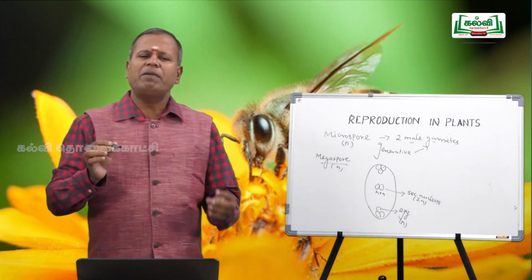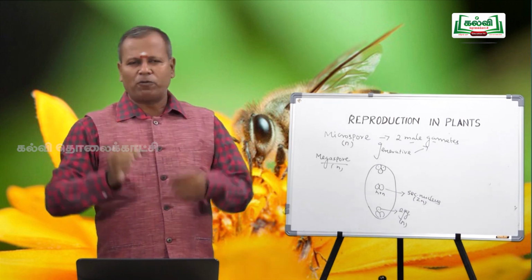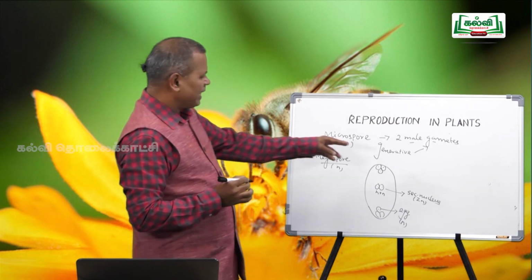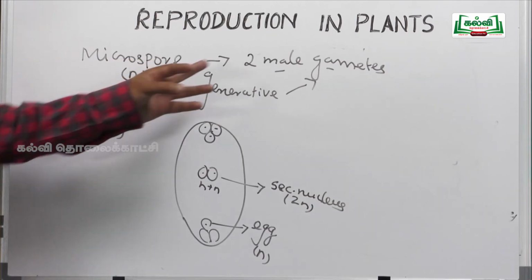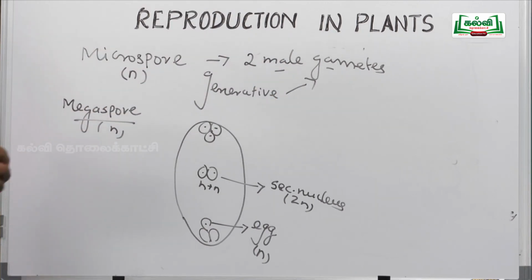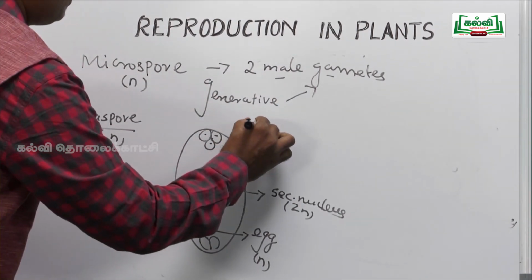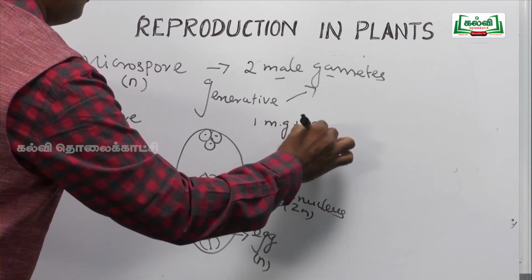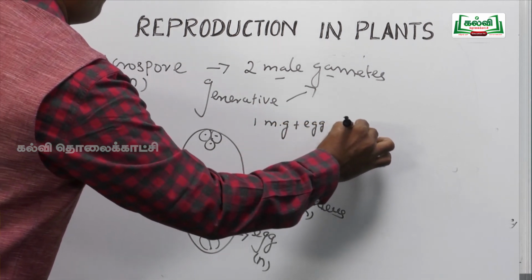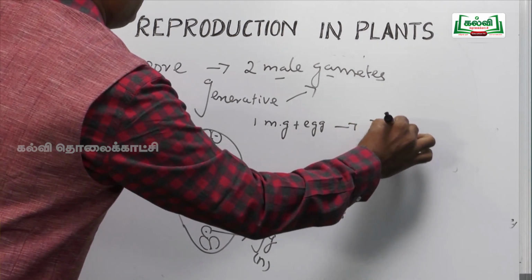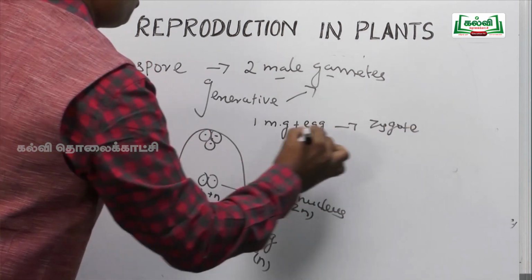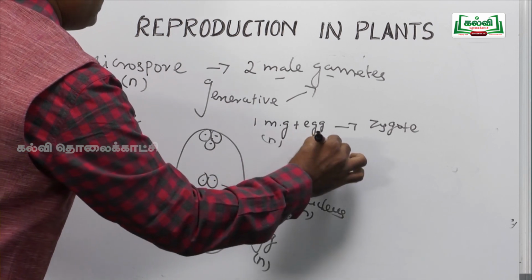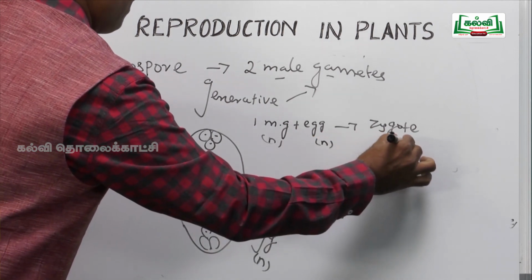What is double fertilization and triple fusion? From the generative cell of the microspore, two male gametes are formed. One male gamete fuses with the egg to form a diploid zygote. N plus N is equal to 2N, the diploid zygote.